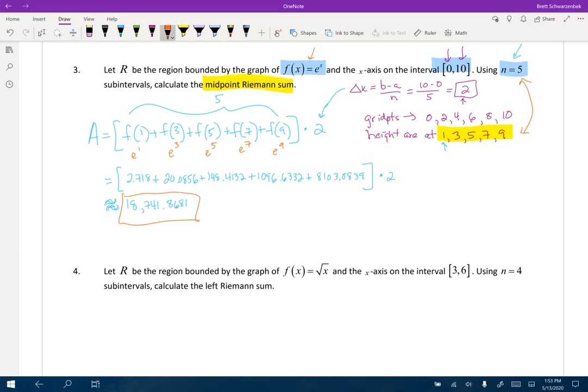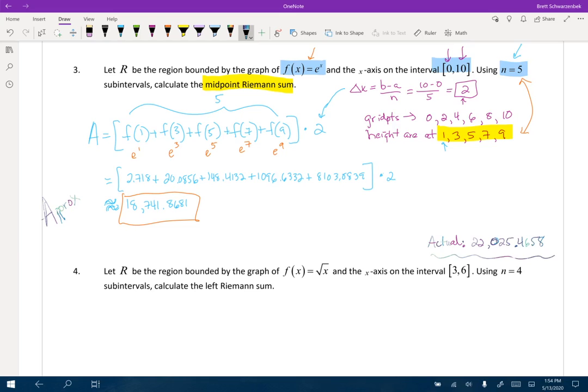Now, what I want to do is add something to this. To be clear, this is the approximate area. By methods that you will learn later on in calculus, within the next couple sections, you will learn how to find the actual area under this curve. And I just want to share with you that the actual area is 22,025.4658. Okay, so this right here is the actual area.